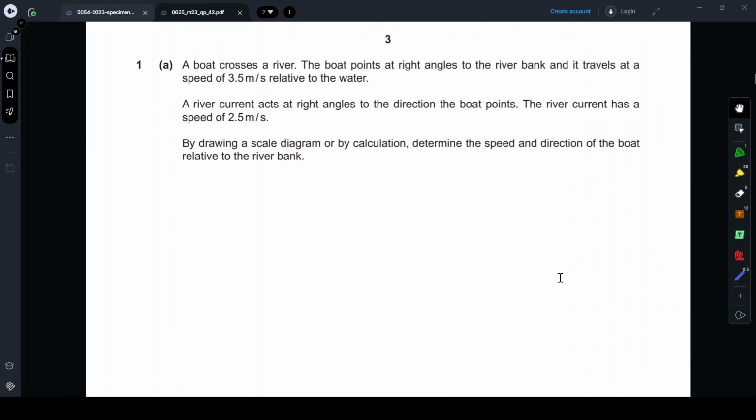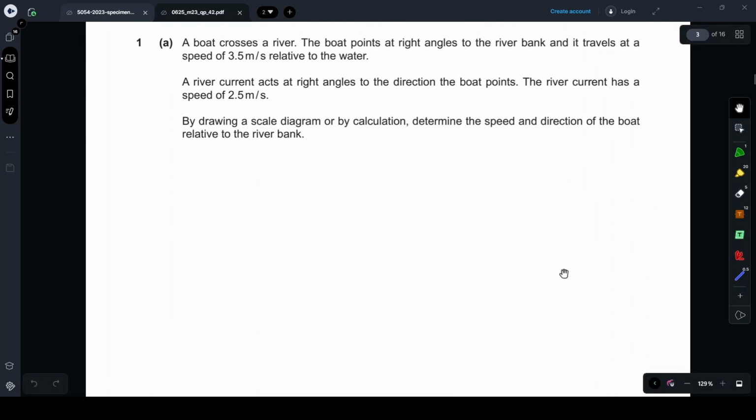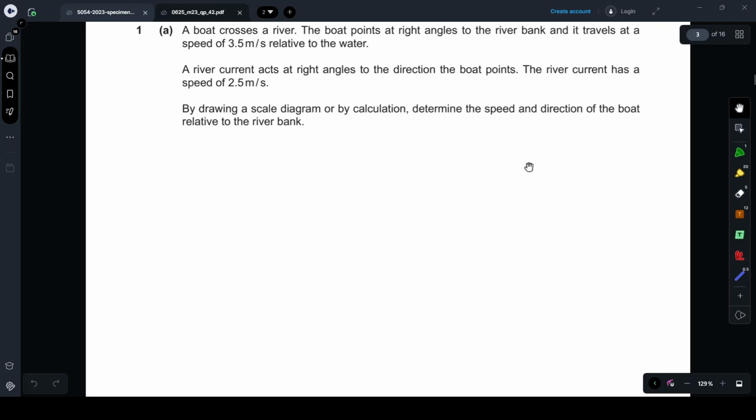Okay. A boat crosses a river. The boat points at right angles to the riverbank and it travels at a speed of 3.5 meters per second relative to the water. A river current acts at right angles to the direction the boat points. The river current has a speed of 2.5 meters per second. By drawing a scale diagram or by calculation, determine the speed and direction of the boat relative to the river bank.